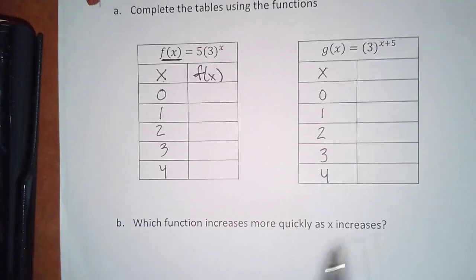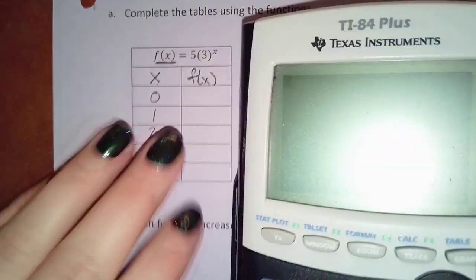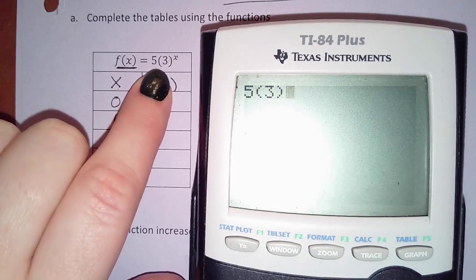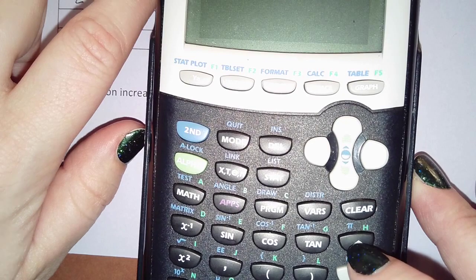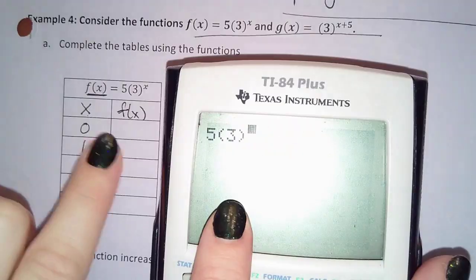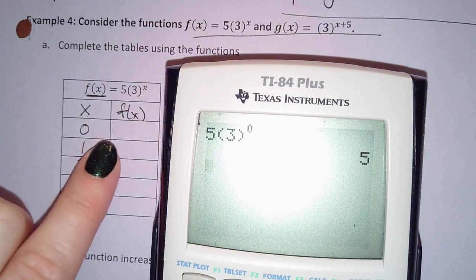So now we're going to be plugging in 0 for this x. So in my calculator, I'm going to enter it just as it says. 5 parentheses 3, close parentheses, to the power of x. So it's that little caret symbol. And I'm not going to put x in, I'm going to put a number in. So the power of, first starting with 0. Enter. And I get 5.